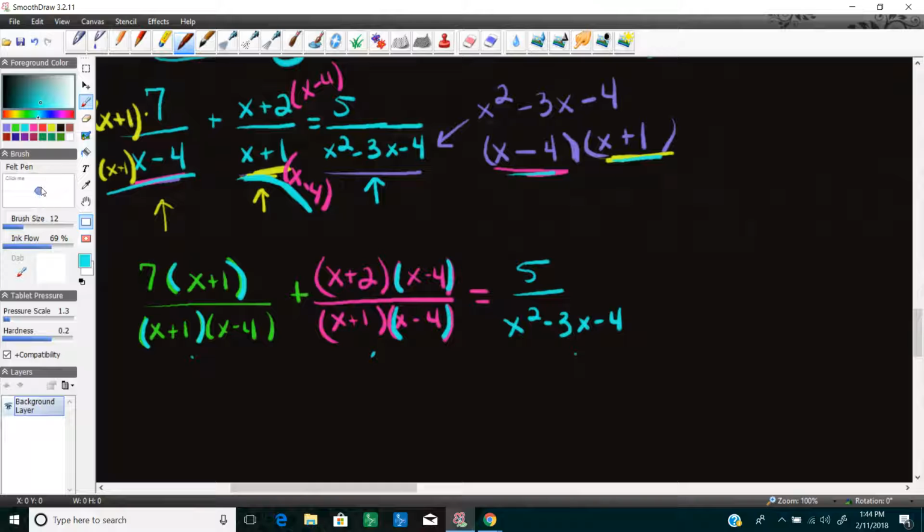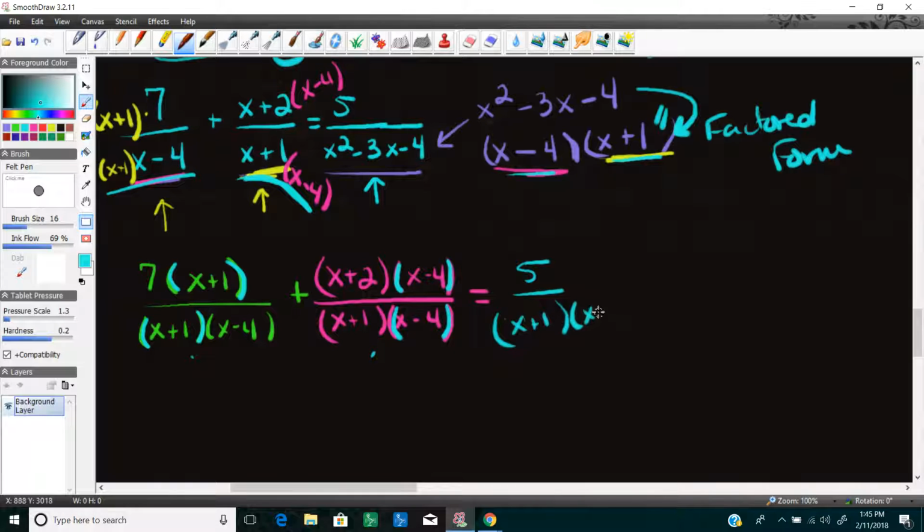If it helps, maybe it'd be better if I showed this. This piece right here, remember, is equal to what I just factored. So I'm going to rewrite this in its factored form because we did the factored form right here. Remember, this right here is the factored form. So they're equal. So I have x plus 1 times x minus 4. So once again, all denominators are now equal to each other.